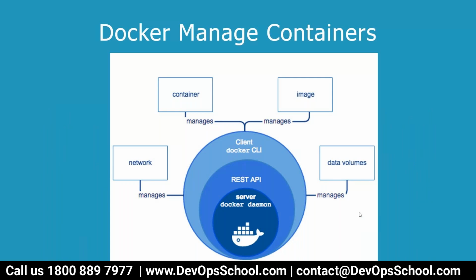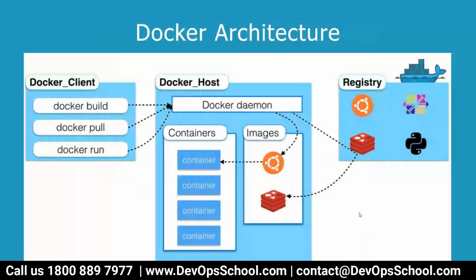If you look at this image carefully, Docker manages the network, containers, images and volumes. We understand that. Yesterday, last session, I told you Docker manages all these resources. Now, if you look at the architecture the other way, the Docker client sends the request to the Docker daemon, which talks to the kernel. Then the Docker daemon gets the images from the hub and creates a container with the kernel. So this we understand.